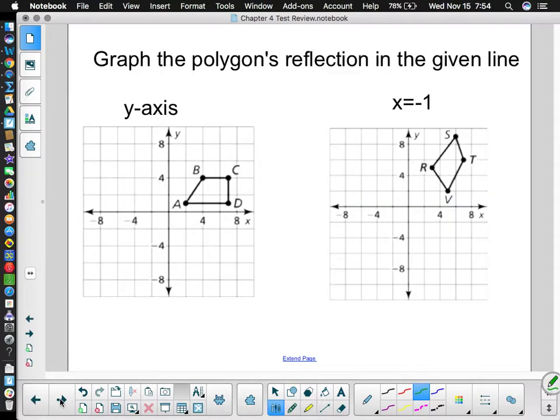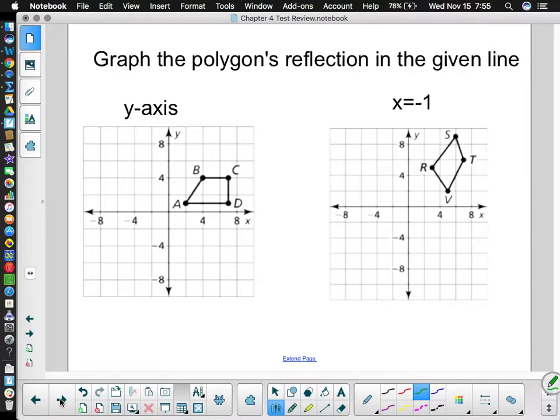Again, you will be getting, if you need them, the sheets with the formulas on it for rotation and stuff like that. That will be given to you during the test for you to use if you need it. So you don't have to have those formulas memorized.